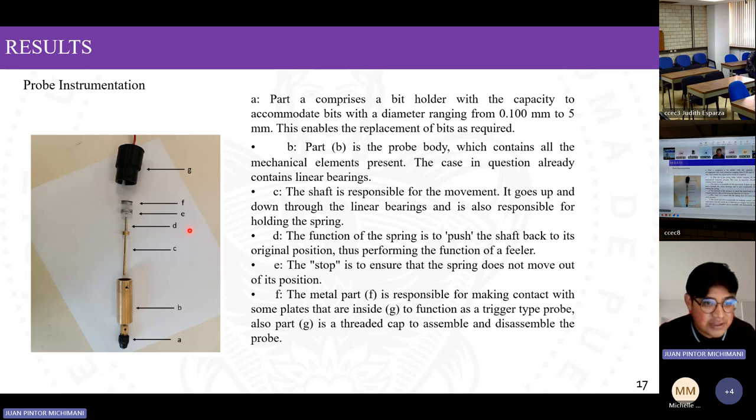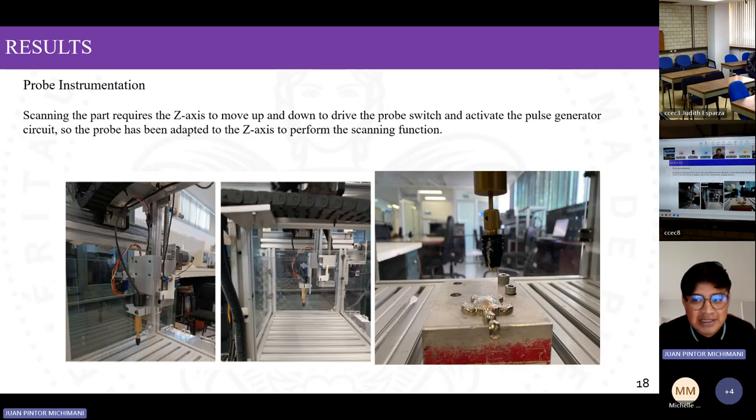The function of the spring is to return the principal component, and they touch a metal part to be faster in this application. The complete mechanism was mounted on the Z-axis to perform the scanning function. In the figures, you can observe how the probe is positioned on the Z-axis, following the CNC operation as a coordinate measurement machine.